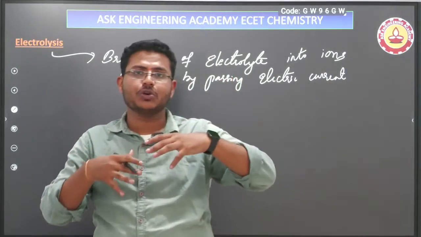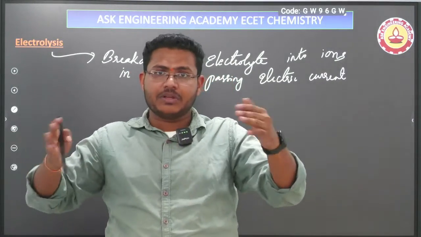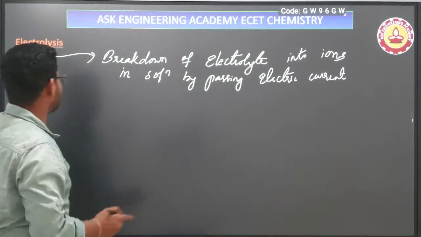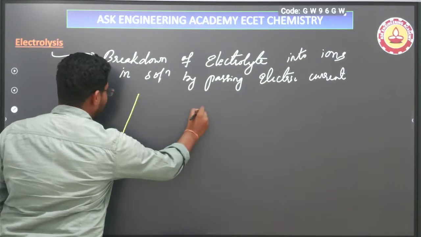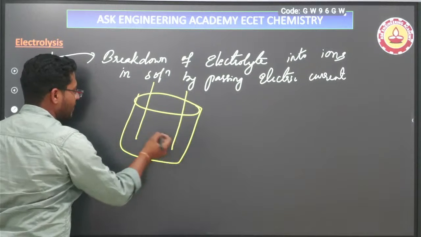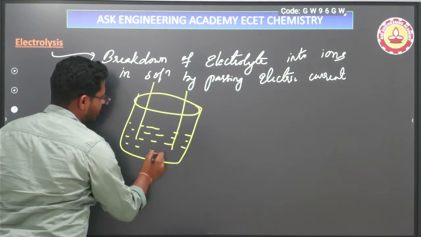That is, when electrolytes are placed in a solution, breaking the electrolytes into ions is possible when current is passed. So that process is called electrolysis. I will give a diagrammatic representation for this. This is the electrolytic chamber. For example, these are the two electrodes. This is the electrolytic solution.